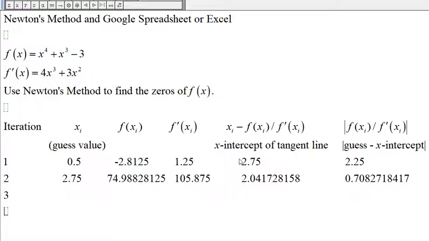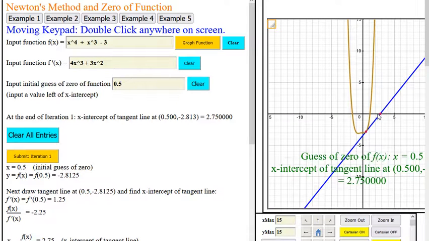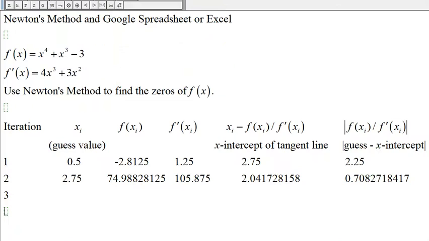And now we go back and look at the graph, we will see that the x-intercept of the first tangent line is right here, which is 2.75. And then we calculate the difference between the guess value and the x-intercept. And so 0.5 minus 2.75, absolute value, is 2.25. And so the difference is too large, so we go to the second iteration.